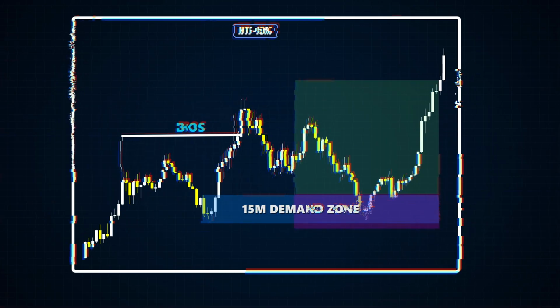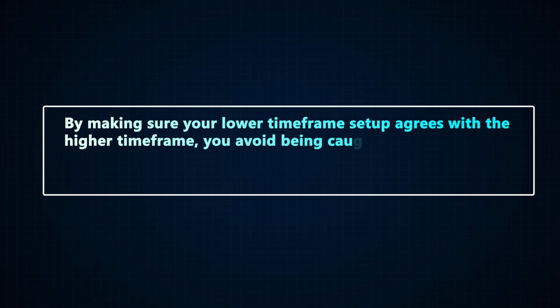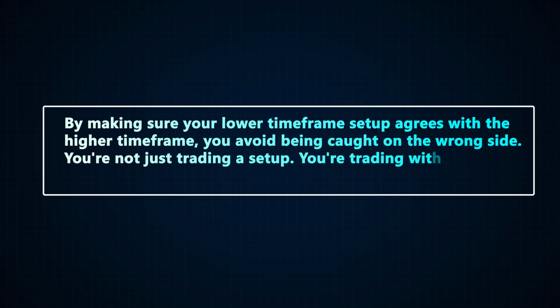That's the power of alignment. By making sure your lower time frame setup agrees with the higher time frame, you avoid being caught on the wrong side. You're not just trading a setup, you're trading with the flow of time and capital behind it.